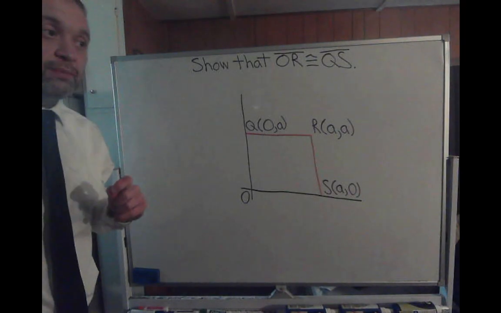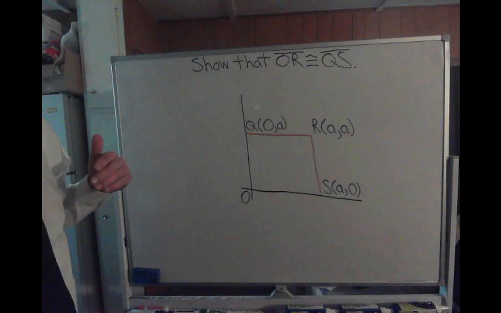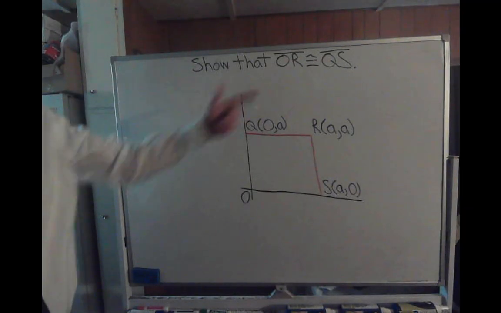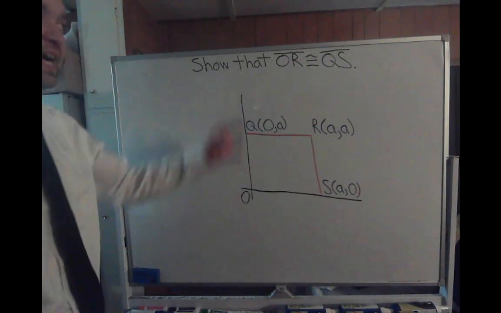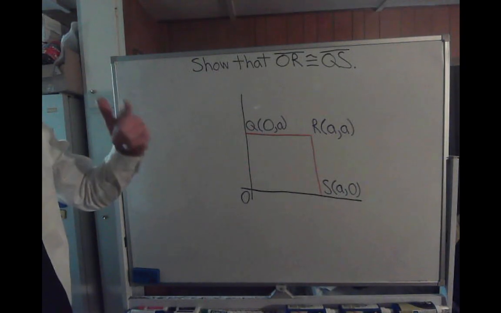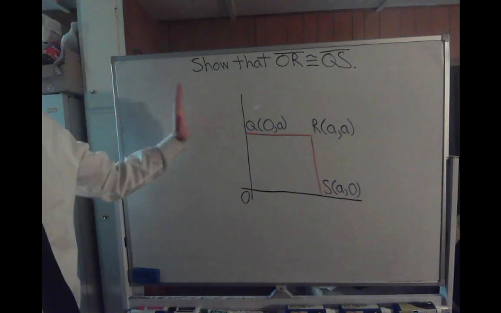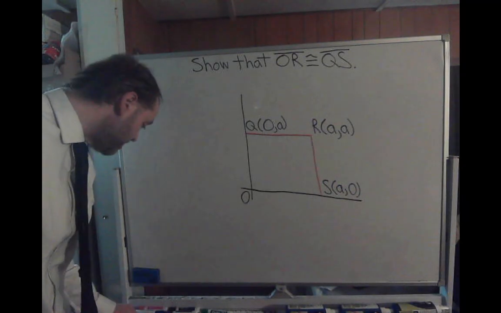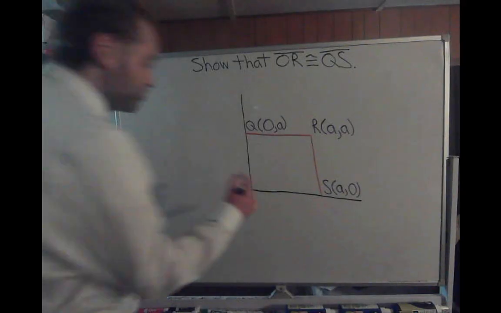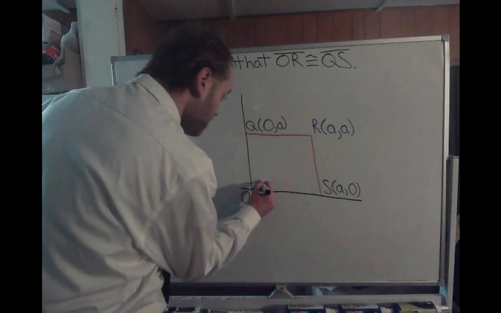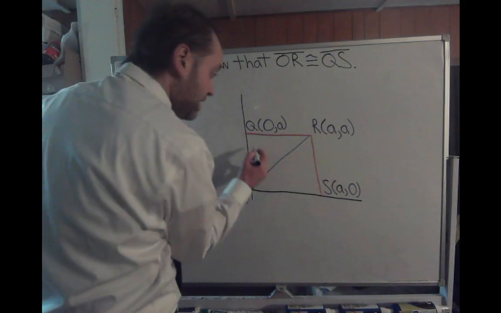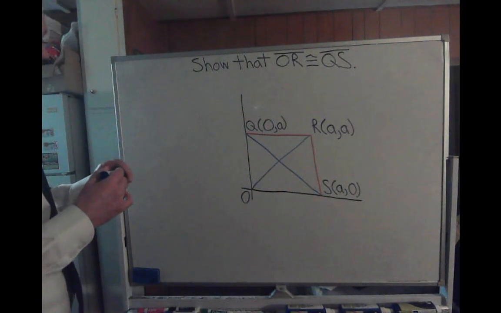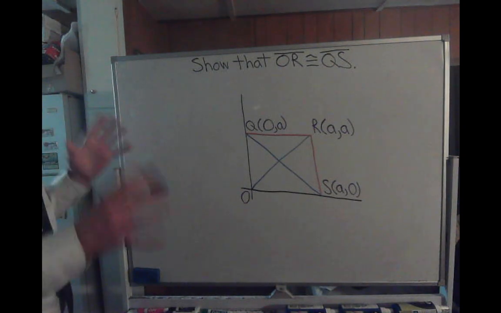Using coordinate geometry. From regular geometry, we already know that the diagonals of a square are congruent. We just have to prove that they're congruent using coordinate geometry. So if it helps, what I'm going to suggest here is that we draw our diagonals from O to R and then from Q to S. We will have our diagonals, okay?